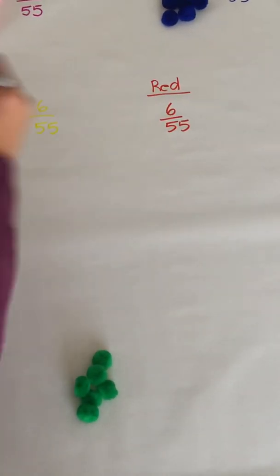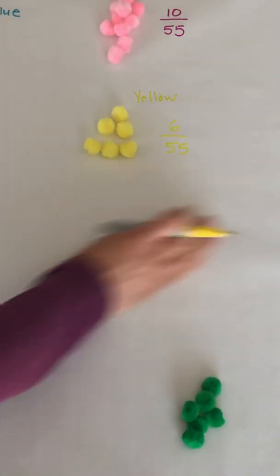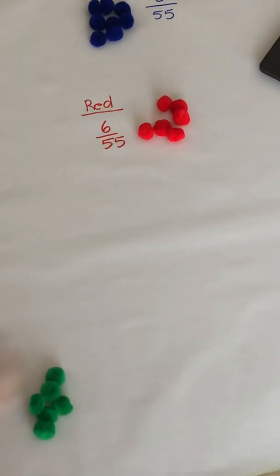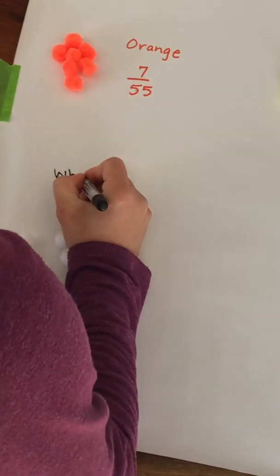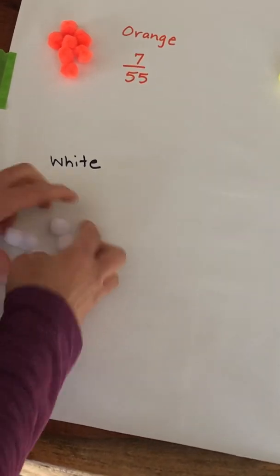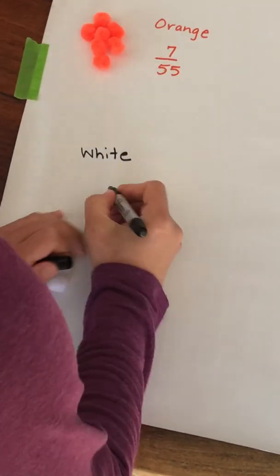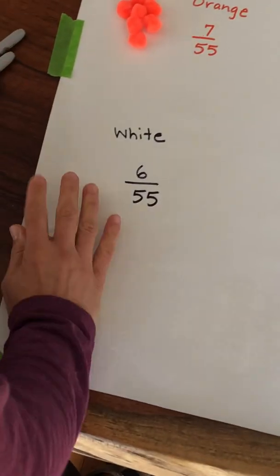Forgot to put the yellow title, so I'll put that now. It's kind of like one of our math journals that we do in class. White, I'm using my black. Okay, and I have 2, 4, 6 white out of a total of 55 total pom-poms.